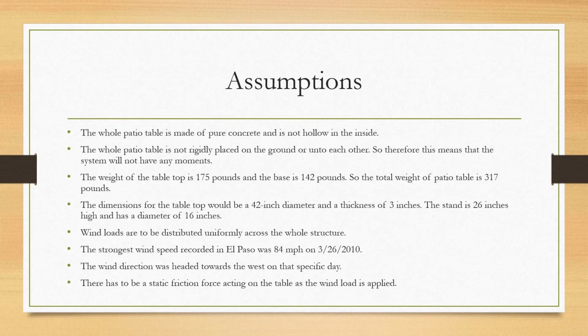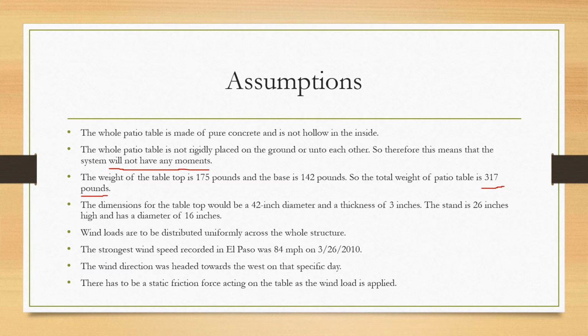For the assumptions, the whole patio table is made of pure concrete and is not hollow on the inside. The patio table is not rigidly placed on the ground, so therefore this means that the system will not have any moments. The weight of the tabletop is 175 pounds and the base is 142 pounds, so the total weight will be 317 pounds. The dimensions for the tabletop will be a 42-inch diameter and a thickness of 3 inches. The stand is 26 inches high and has a diameter of 16 inches.